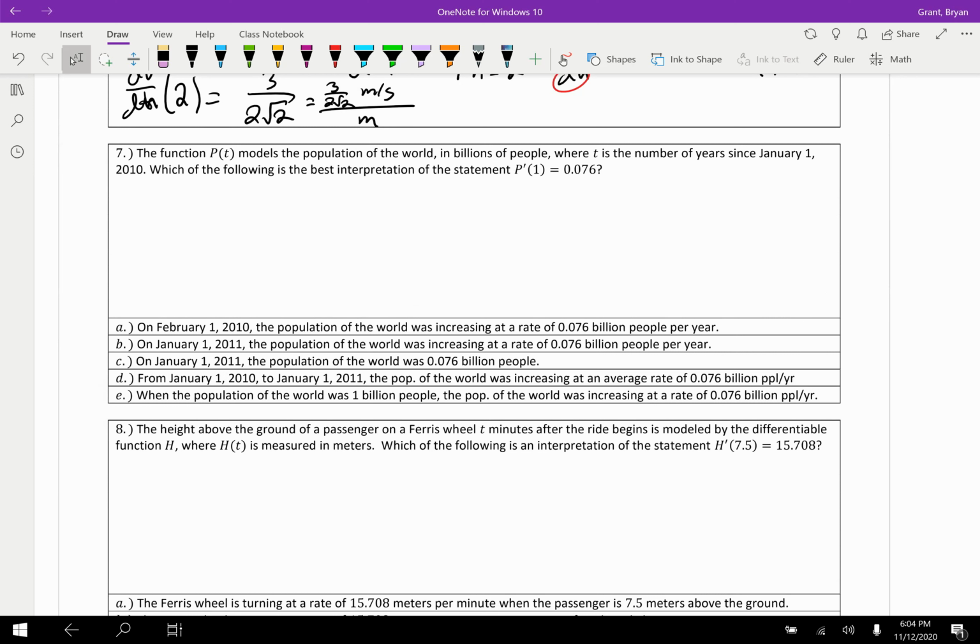All right. P of t, population of the world, that's got to be P, in billions of people, where t is the number of years since January of 2010. So P prime of 1. What's the interpretation? Let's start with P prime. The way we get P prime is we take the derivative of P with respect to t, so that's going to give us dP/dt. And in terms of units, P is the population in billions. Okay, and dt is in years since 2010, isn't it? That seems right. Okay, so they're asking for P prime of 1 equals that number.